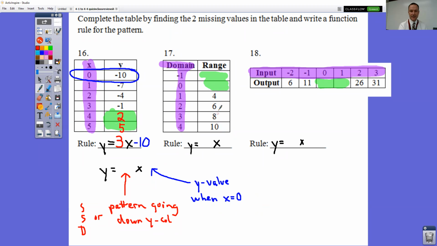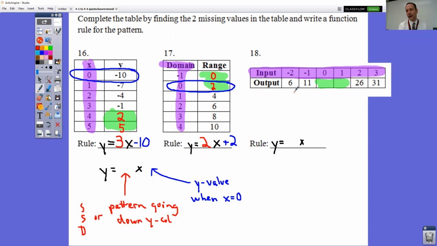Taking a look at number 17, going down the y column: 4, 6, 8, 10. We are adding by 2 each time, so 2 goes in front of our x. If we're adding going down, that means we are subtracting going up. So 4 minus 2 is 2, and 2 minus 2 is 0 for your missing numbers in the table. For our plus or minus, it's when x equals 0, whatever your y value is. So when x equals 0, y is 2. So we have a plus 2 here.